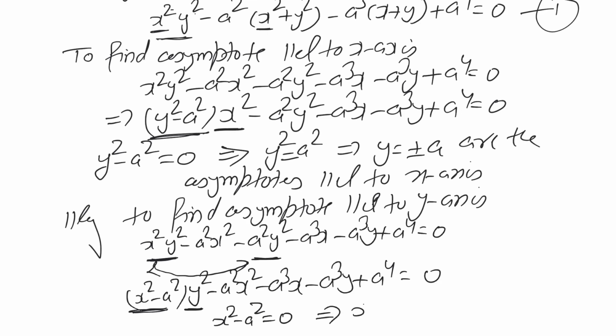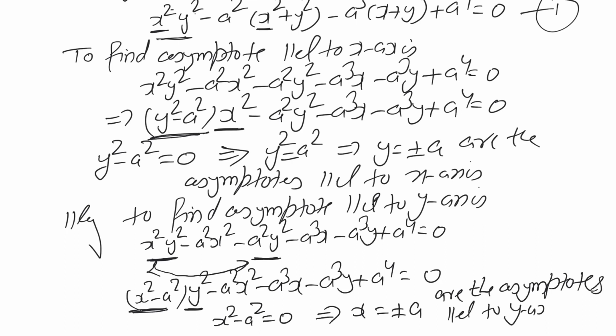This implies that x is equal to plus minus a are the asymptotes parallel to y-axis. Therefore, we have seen the given curve 1 has 4 asymptotes.